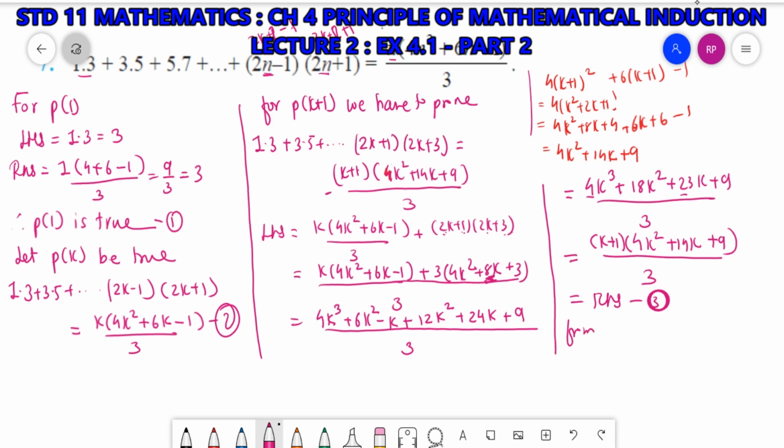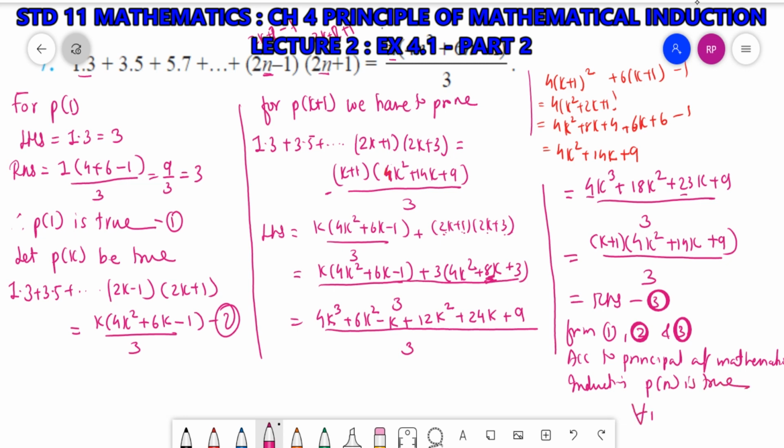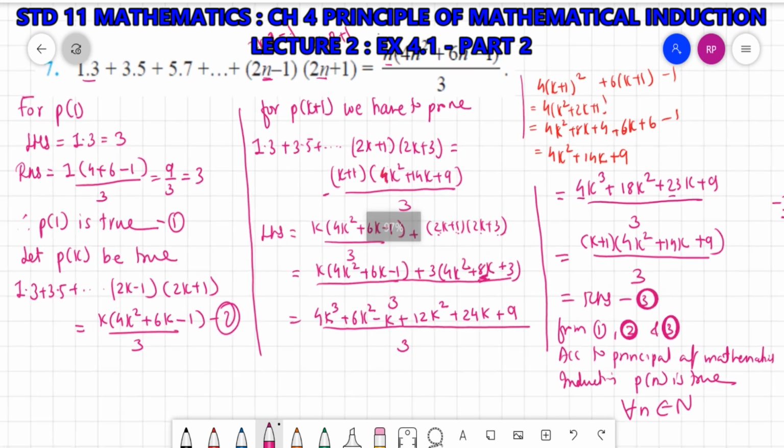So from 1, 2 and 3, according to the principle of mathematical induction, P of n is true for every n belonging to N. Here, this was question number 7. So just note it down.